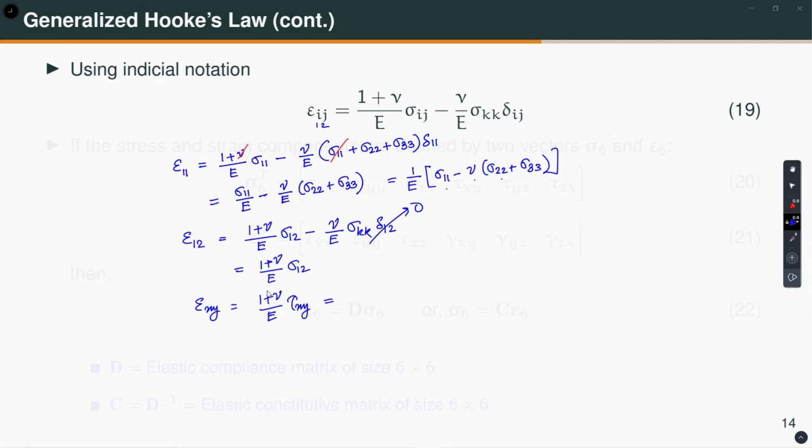So, what is this? Let me go back to the relation between E and G. G is equal to E by 2 into 1 plus nu. So, from here I can write 1 plus nu by E as 1 by 2G, so epsilon xy is tau xy by 2G. That means gamma xy by 2, and this is what we have stated earlier, that the tensorial shear strain is half of the engineering shear strain.